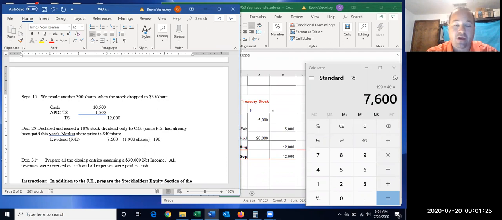So $7,600. Now, since it's a stock that I'm giving out, I'm going to show that it's stock that I'm giving out, not cash. I'm giving out 190 shares. Remember, the par value is only $1. So that makes it real easy to figure out what my common stock is going to be credited for. And then everything else, the additional paid in capital, goes here. So that would be $7,410.